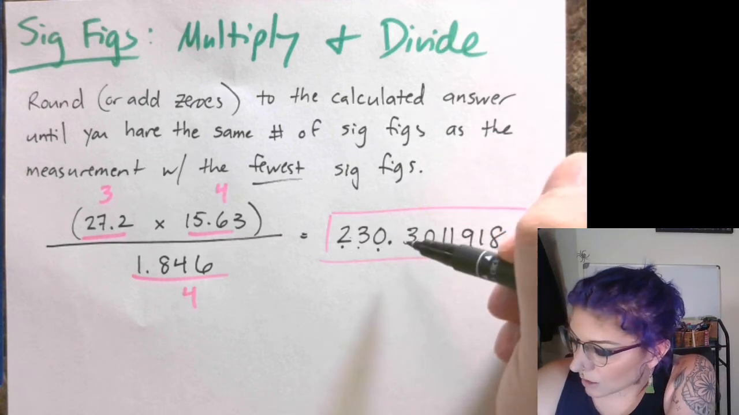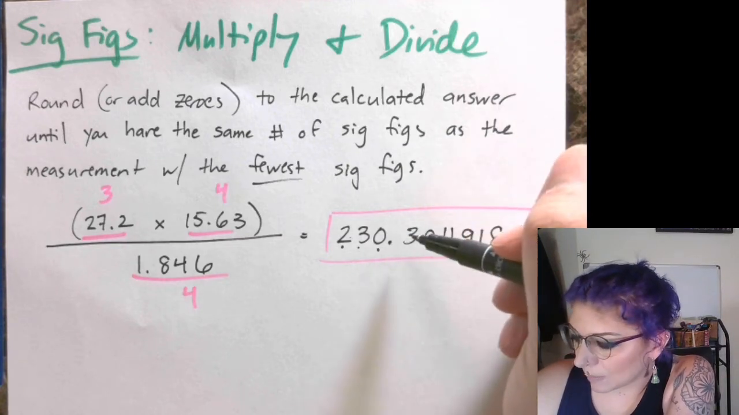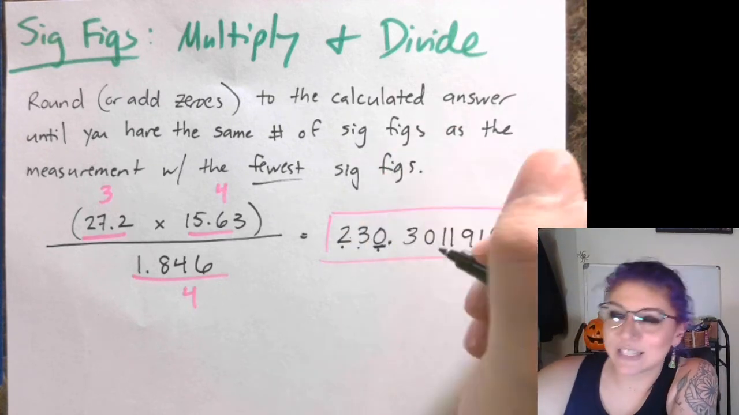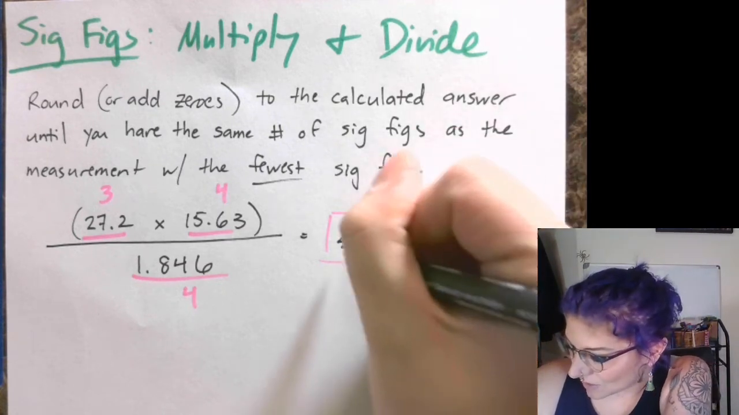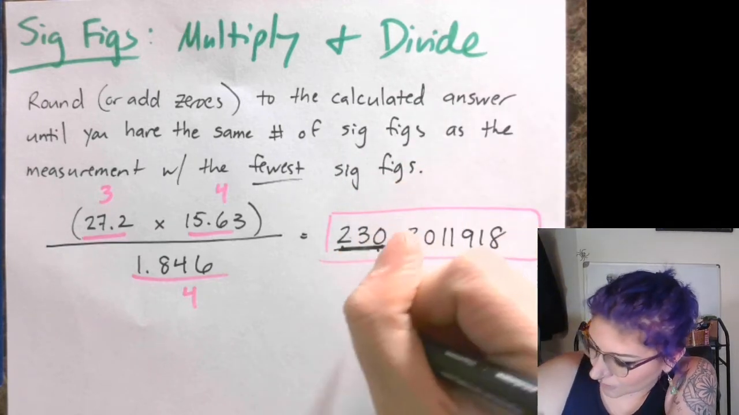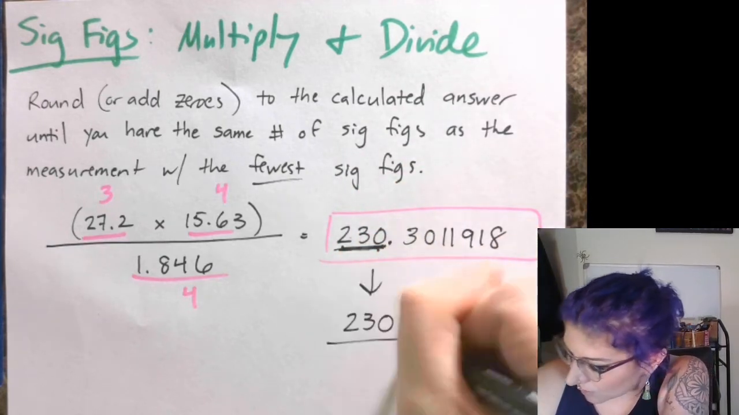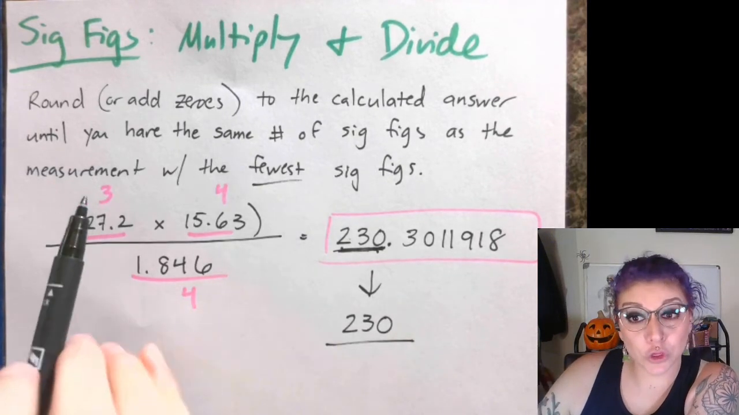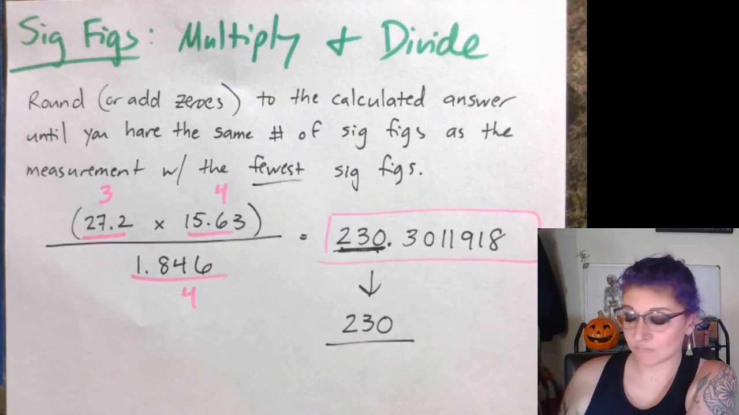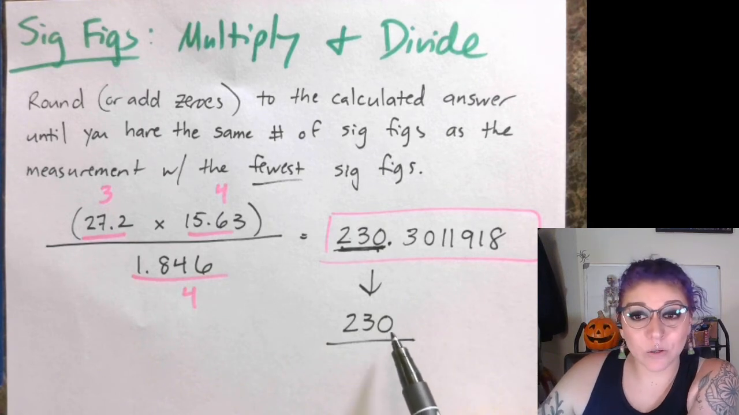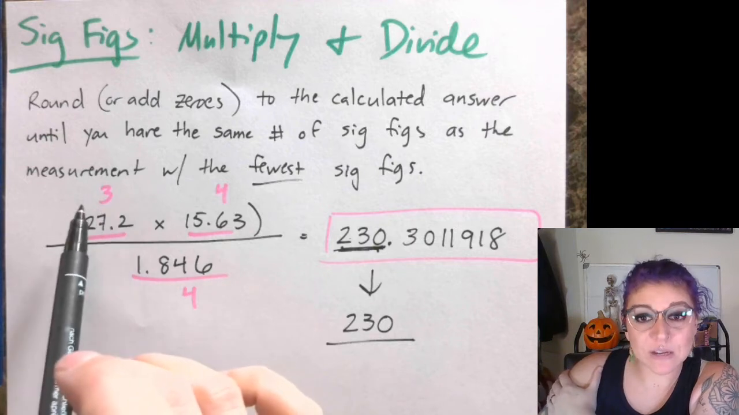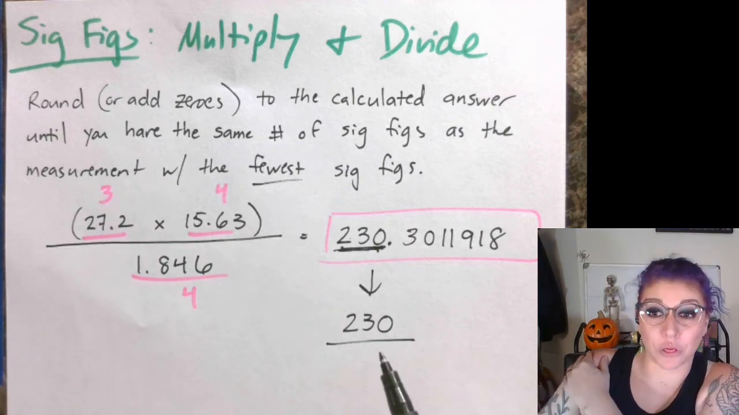So I'm going to round. Does 0 go up or down because the number to the right is a 3? Or stay the same. So this stays the same, so our final answer is 230. We have 3 digits, just like we have 3 Sig Figs. Notice that the 0 is not significant here. That's okay. We have 3 Sig Figs, so we round to 3 places.